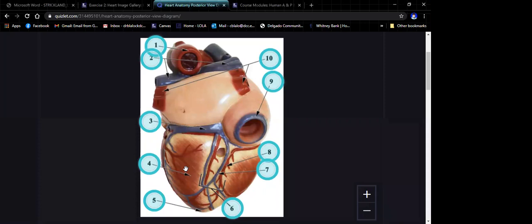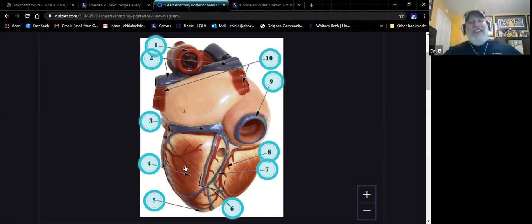The left. The left. Left ventricle. Ventricle, yes. Okay. Yeah, y'all got left and right mixed up. Y'all are like, oh, it's left. All right, what left?